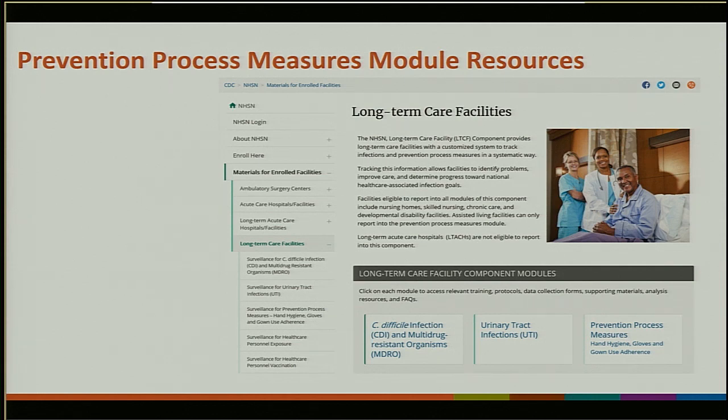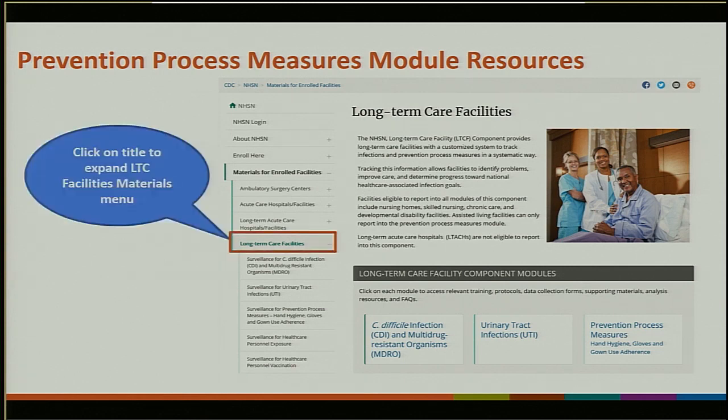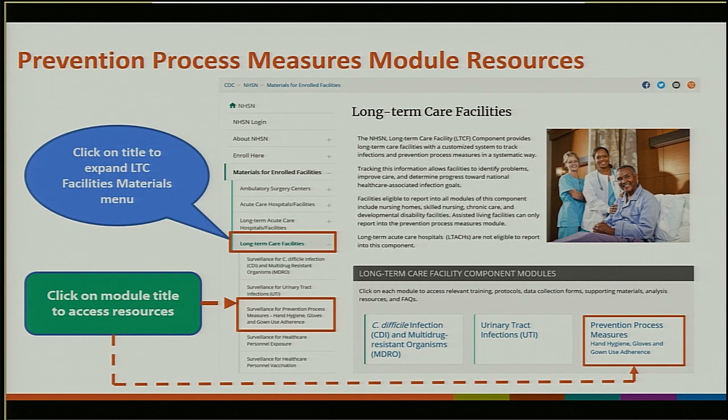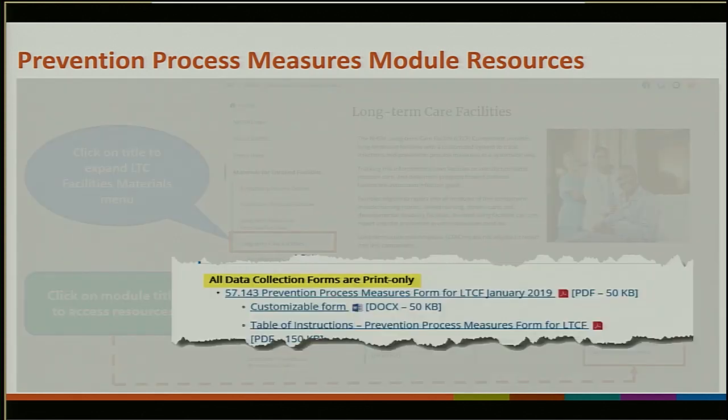This is our main long-term care page where you can find some of the resources and tools for the prevention process measures module. If you click on long-term care facilities on the menu in the left navigation panel, or if you click on the module title, you can access your resources that way. And here is an example of what you will encounter once you click on that area. You can click to obtain your resources and forms there as well.